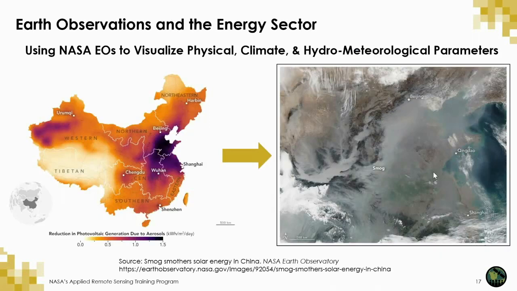One of the most important benefits of NASA Earth observations that you'll hear about is the ability to visualize physical, climate, and hydrometeorological parameters to inform energy management efforts or decision-making. In the images on this slide, you can see how NASA products were used in a model to calculate the impact of aerosols and clouds on surface radiation by examining the amount of solar energy on Earth's surface. And you can see the power of a good visualization.